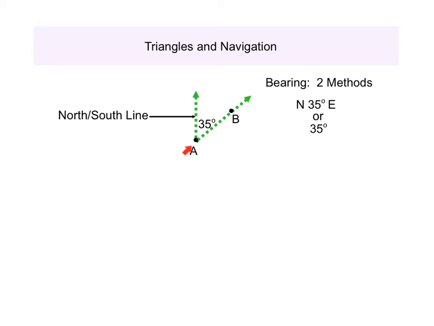One is that we measure from the north-south line and go clockwise 35 degrees, and then it's understood that you're measuring from the north line. The other way is that you measure the acute angle from either the north or the south line, and you state whether you're going east or west. So this bearing would be north, because I'm measuring from the north, 35 degrees east.